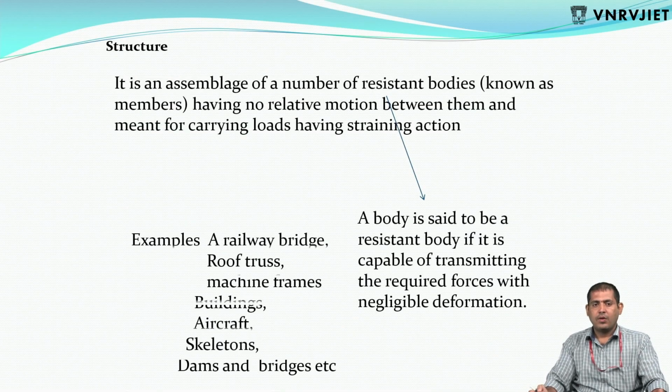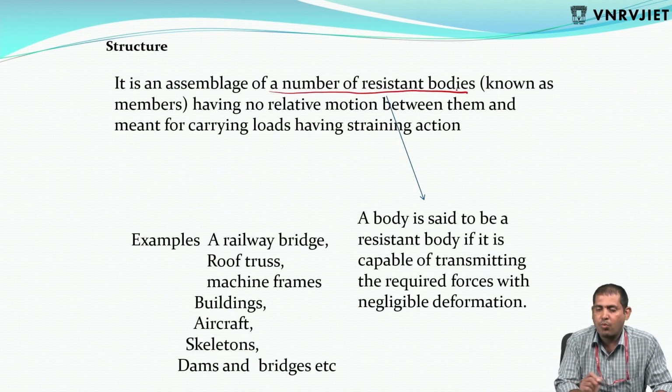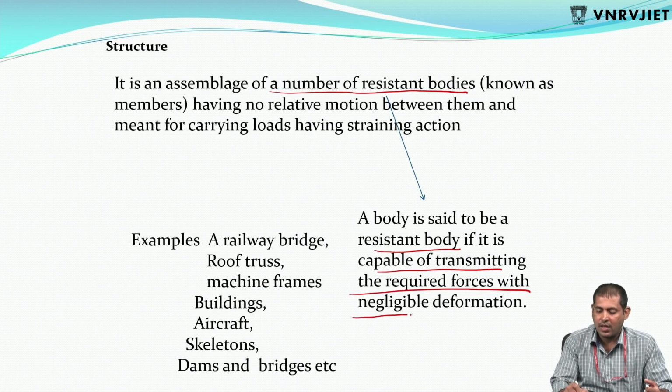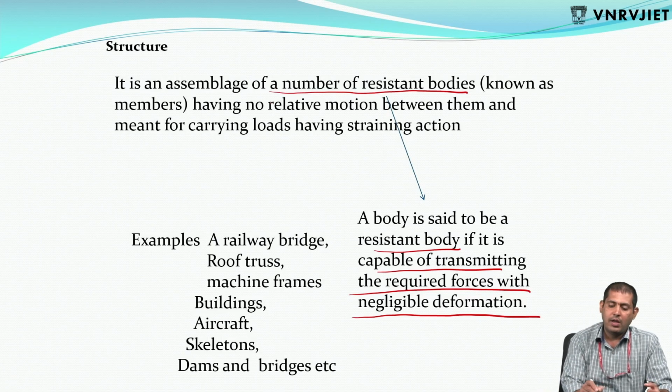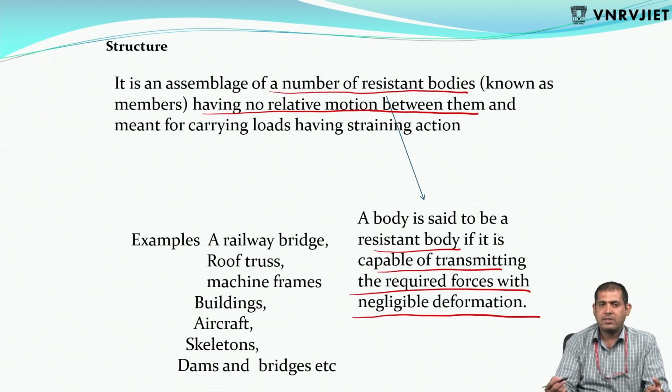Next, structure. What is a structure? When many fixed links, meaning rigid links, are fixed to one another, it becomes a structure. It is an assemblage of a number of resistant bodies. What is resistant? It is going to resist. A body is resistant if it is capable of transmitting the required forces with negligible deformation. A structure has a number of resistant bodies with no relative motion between them. Bridges are the best examples of structures. All the fixed links are connected to one another, and then it becomes a structure.